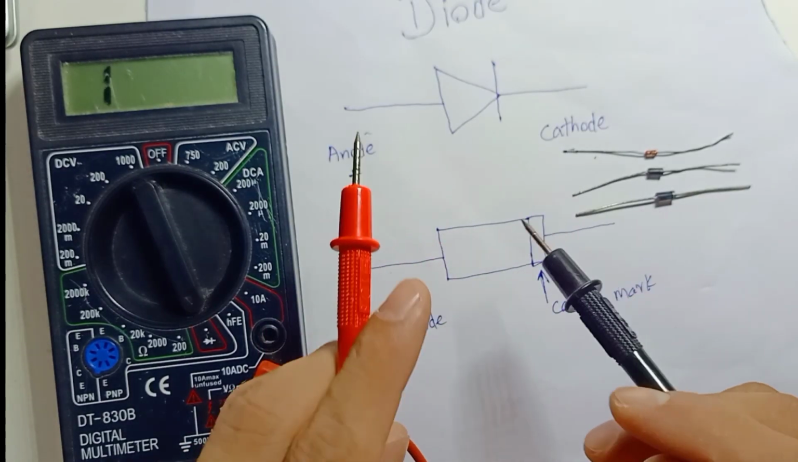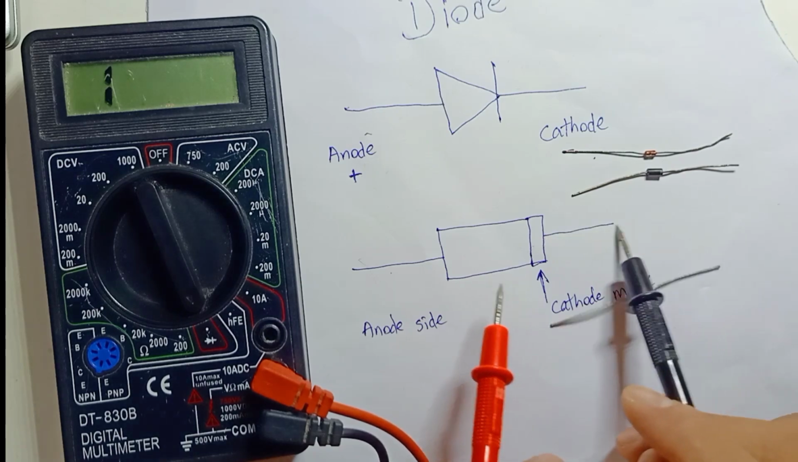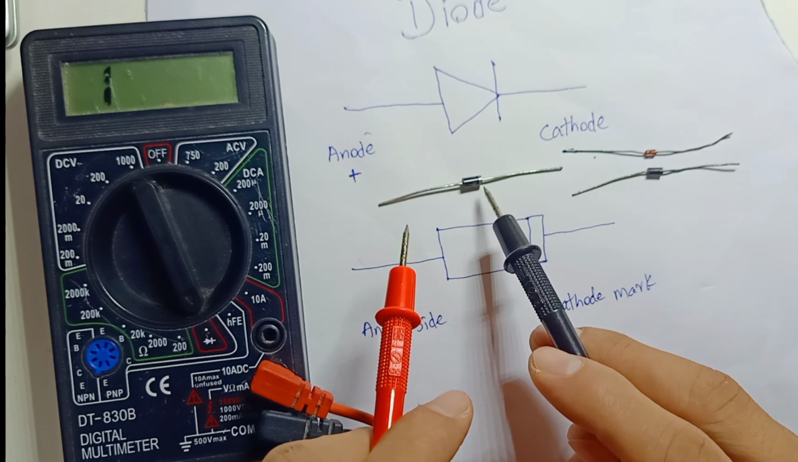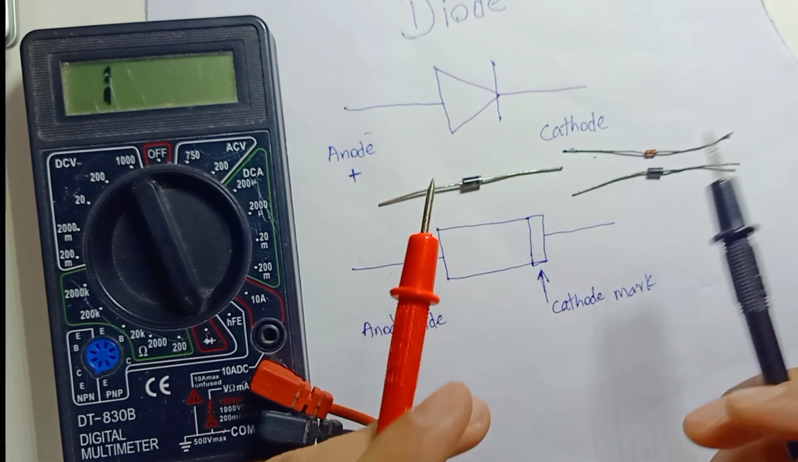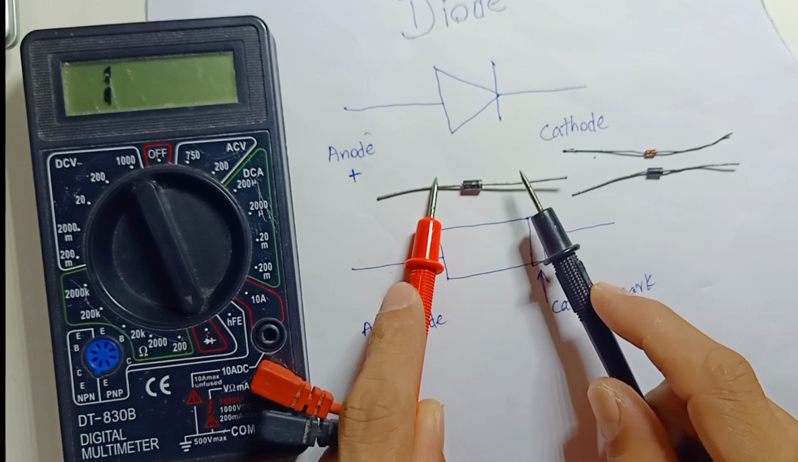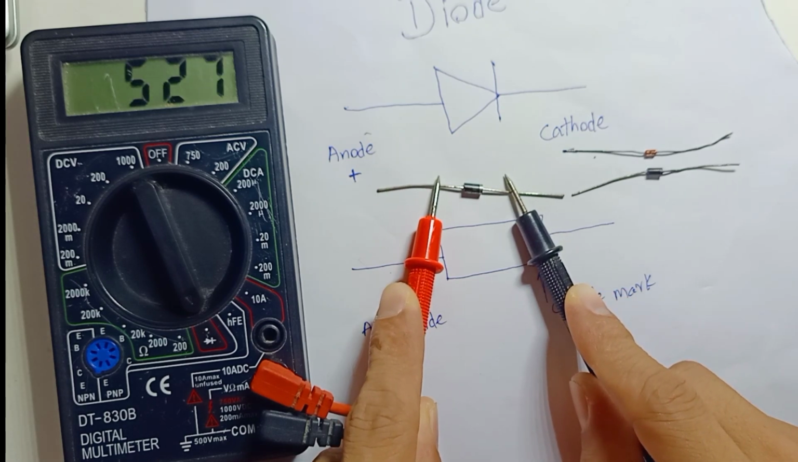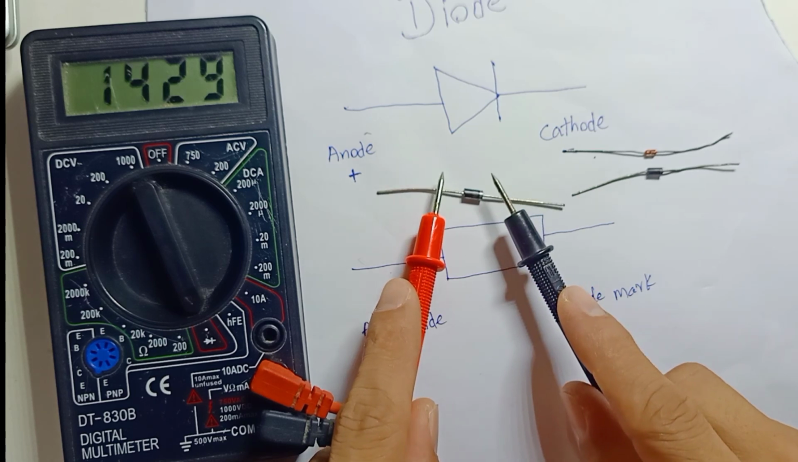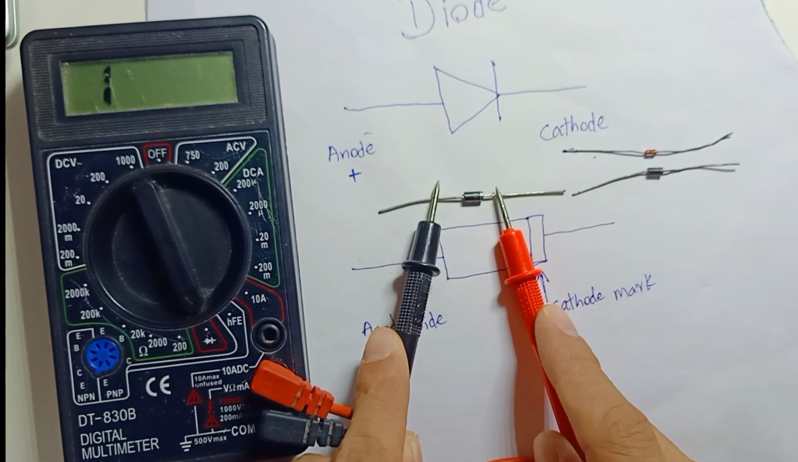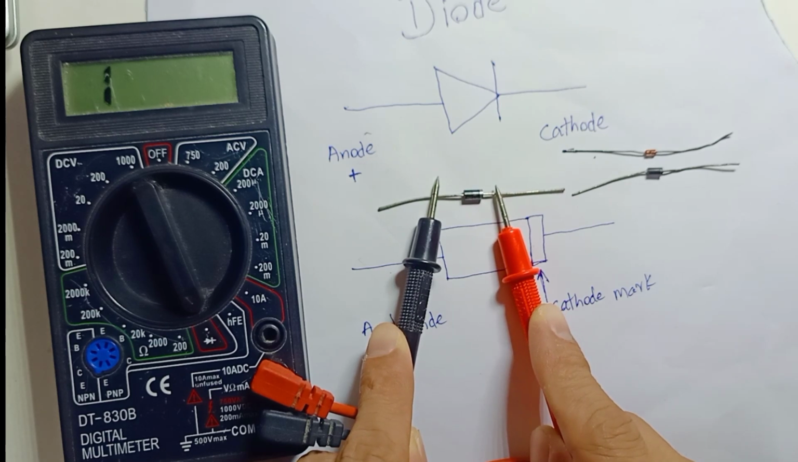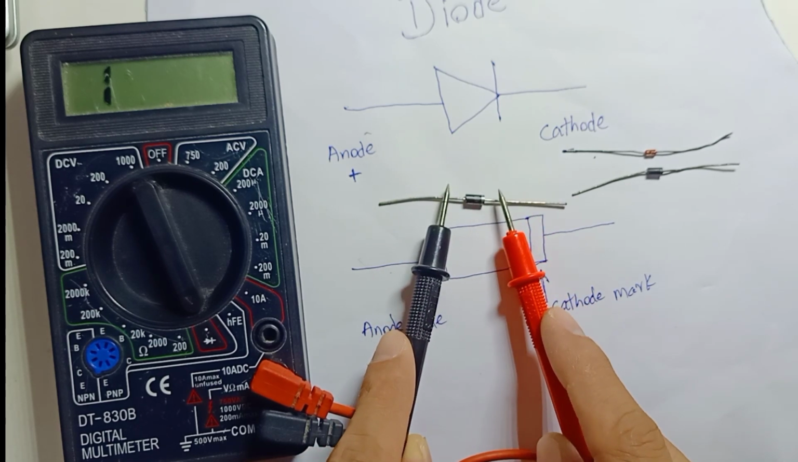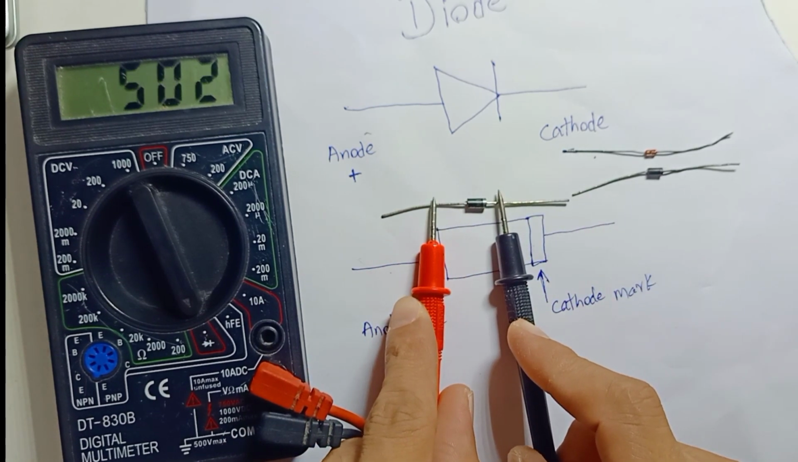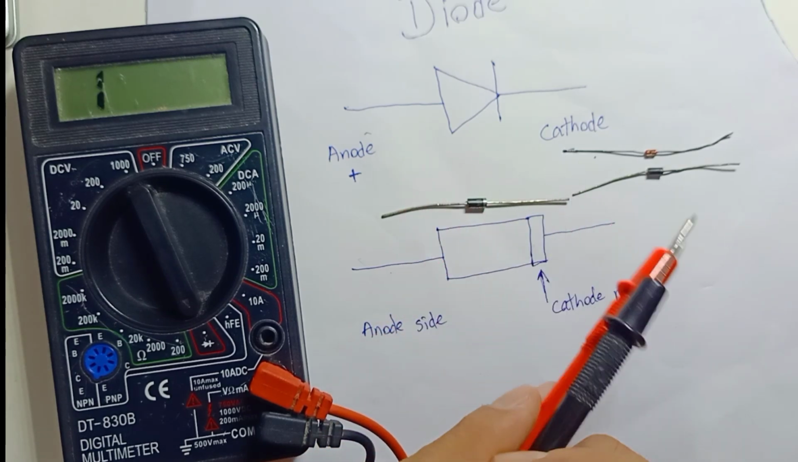So let's test. This is a silicon diode, this side is fully black, so there is a mark. The mark side is negative, so positive to negative, I have a 0.529 diode voltage drop. If I reverse, the voltage is blocked. So this is a good diode. If your diode is shorted on both sides, and both sides show a voltage drop, that means your diode is already broken.